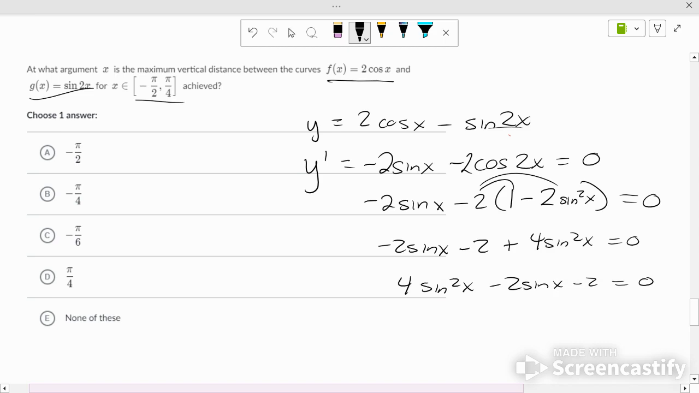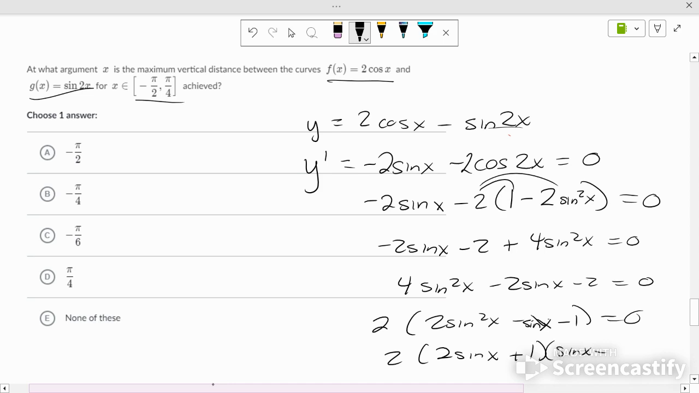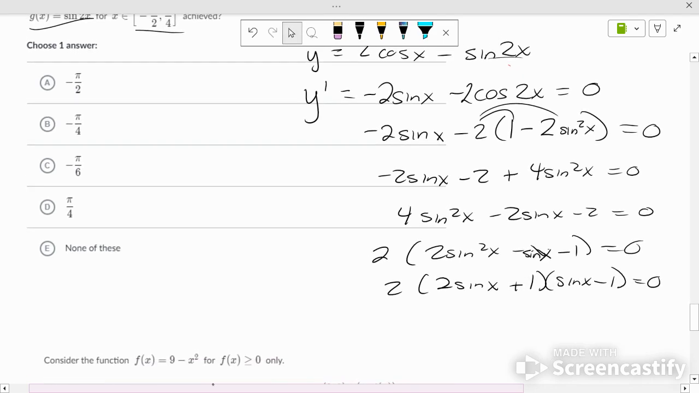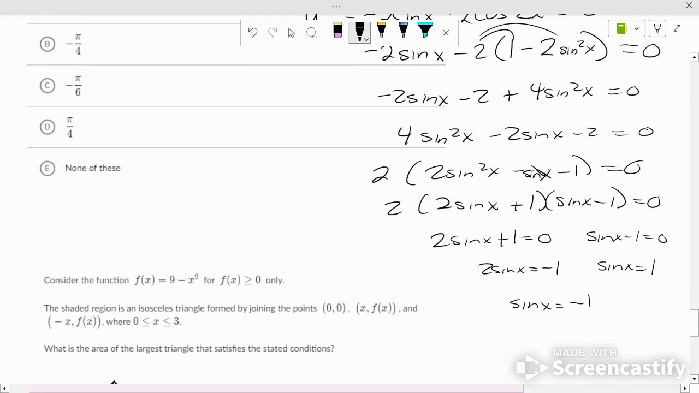Okay? Will this factor? Yeah. If I take out a 2, I get 2 sine squared of x minus sine of x minus 1. So it's 2 sine of x plus 1 times sine of x minus 1. Because if I FOIL, 2 sine squared, outers is minus 2 sine of x, inners is plus 1 sine of x to make negative sine of x, and then minus 1. So 2 sine of x plus 1 equals 0, and sine of x minus 1 equals 0. So 2 sine of x equals negative 1, and sine of x equals 1. So sine of x equals negative 1/2.